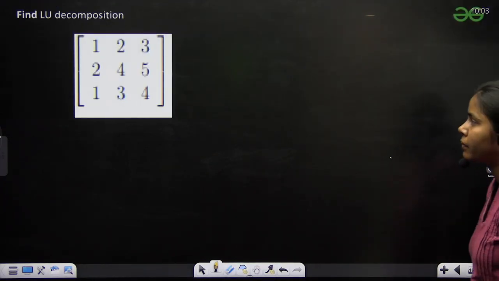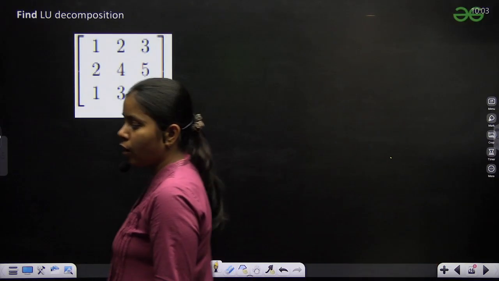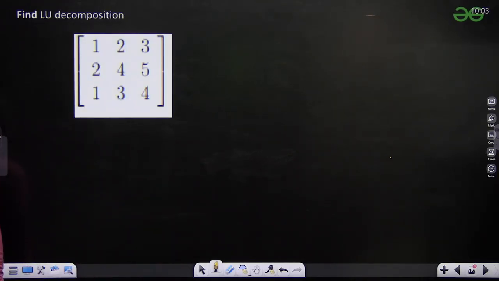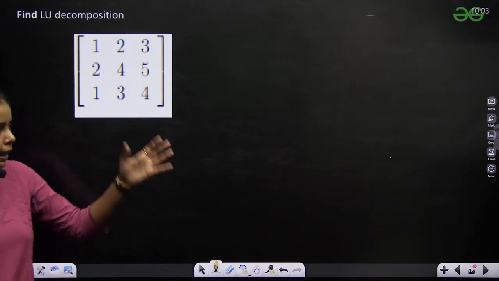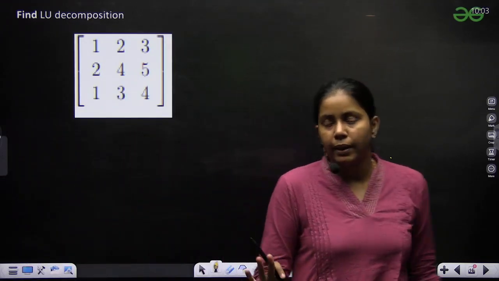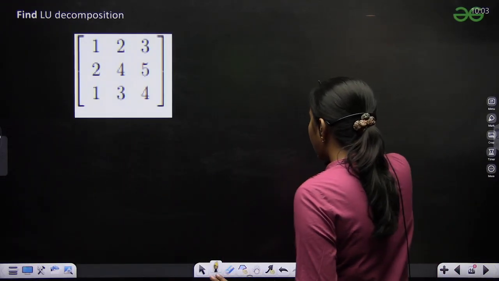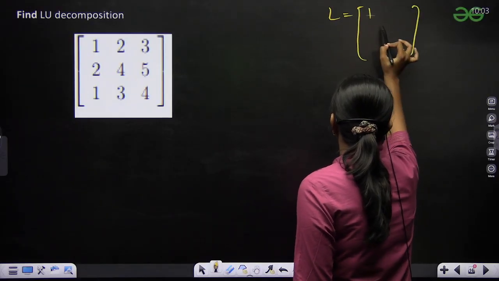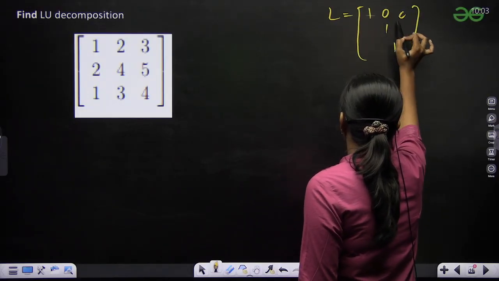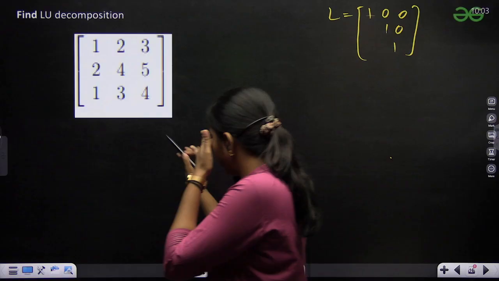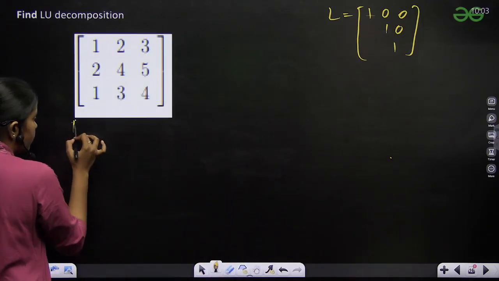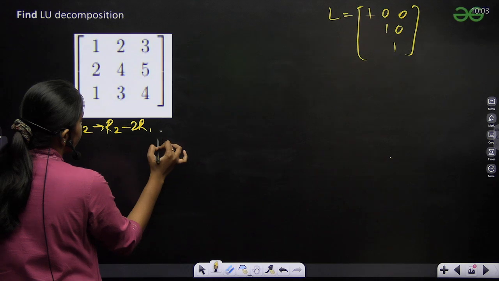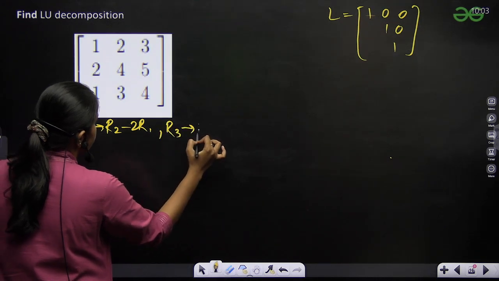Now let's try to form an LU decomposition here. Let's try to find the LU decomposition for this matrix, and I'm just asking for the simple LU decomposition. I'm just saying find an LU decomposition whose diagonal entry of L is 1. Right, so that means you have to just row reduce it. So I'll do R2 tends to R2 minus 2R1 and R3 tends to R3 minus R1.